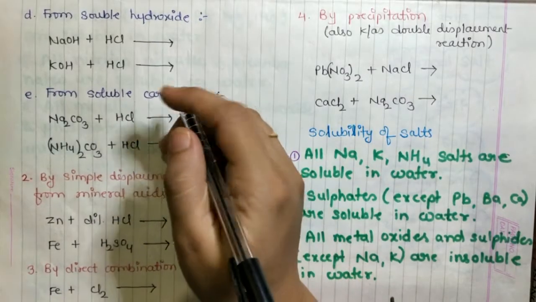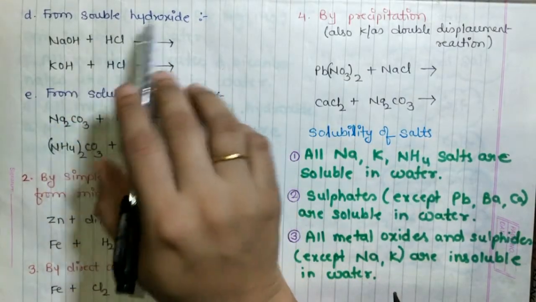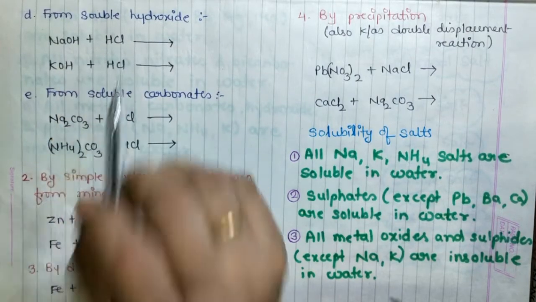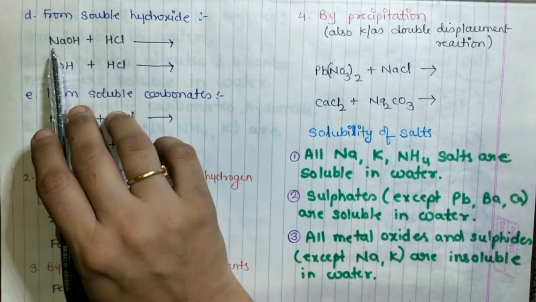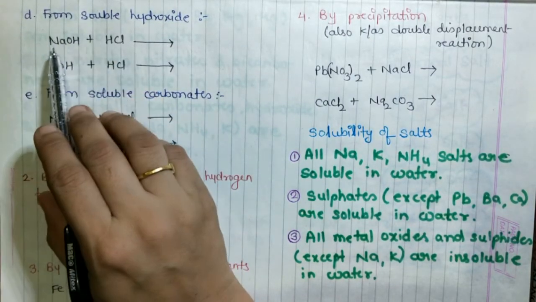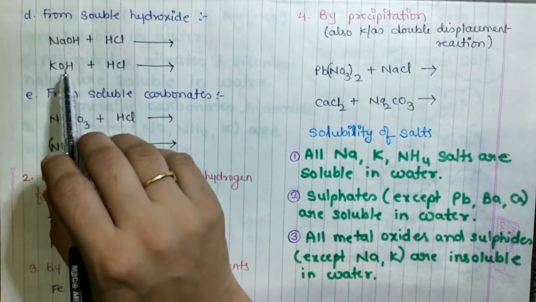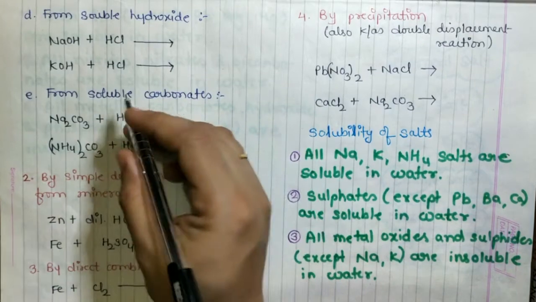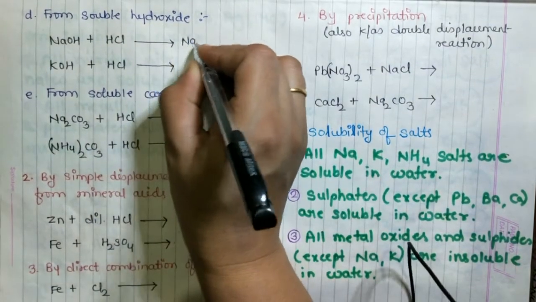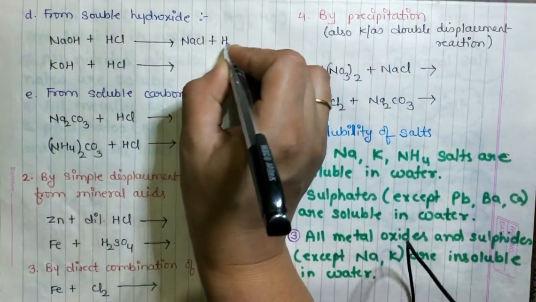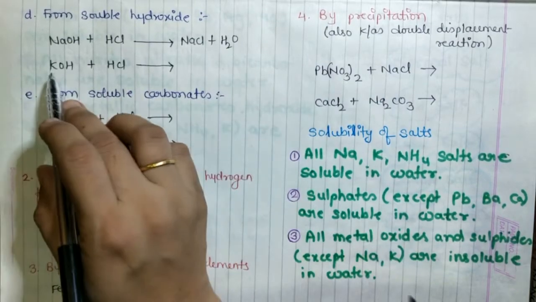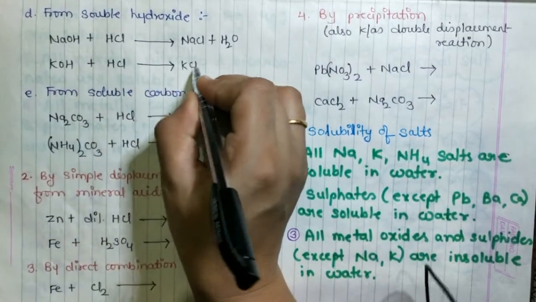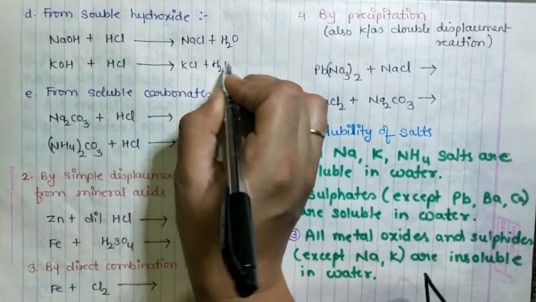Let's take the next reaction, that is from soluble hydroxide. If we talk about soluble hydroxide, we can take an example of alkali metals. So sodium hydroxide or potassium hydroxide, if we react it with acid, then what will be the compound? NaCl plus H2O and KCl with H2O will be formed.